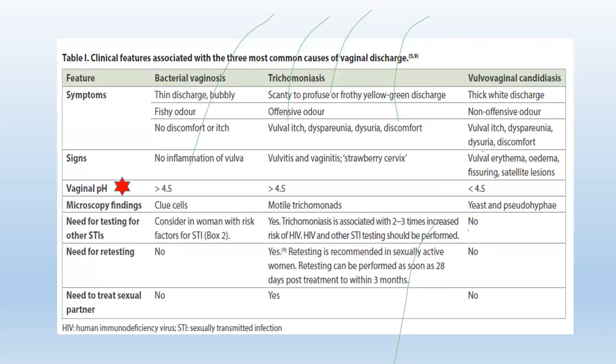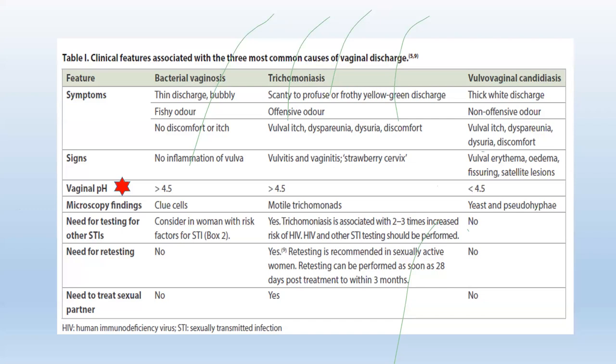So this is to tell you the clinical features associated with the 3 common causes of vaginal discharge. For bacterial vaginosis, most of the time the discharge is thin, bubbly, and fishy in odor. There's no discomfort or itch, no inflammation over the outside genitalia, and the pH is more than 4.5. If you can do a pH study in your clinic, that will be good. All right. So if the pH is more than 4.5, it can be either bacterial vaginosis or trichomoniasis.